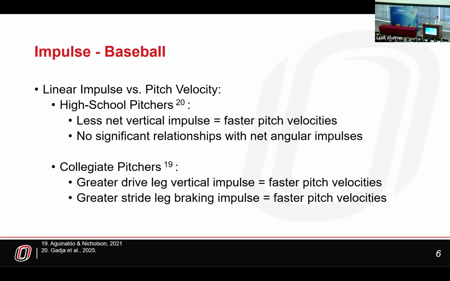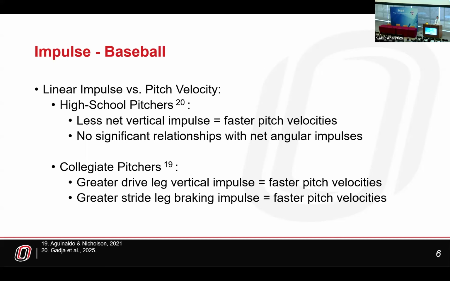There have been 2 studies that have looked at impulse compared to pitch velocity, and one was done in high school pitchers, where with a less net vertical impulse, so less total impulse upwards, there was faster pitch velocities, and then they also found that there was no significant relationships with net angular impulse. So linear impulse, I should clarify, is impulse in like a straight line, whether that's forward towards the target home plate, towards third base, or vertically. Compared to angular impulse is forces that cause you to rotate. So leaning forward or backward, tilting side to side, or rotating around your axis.